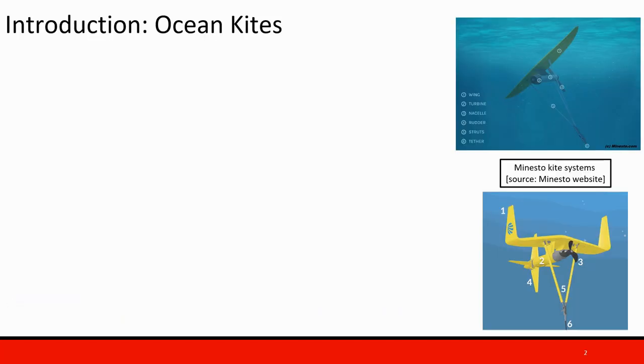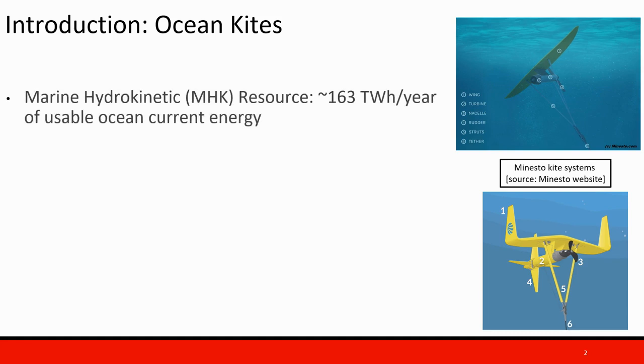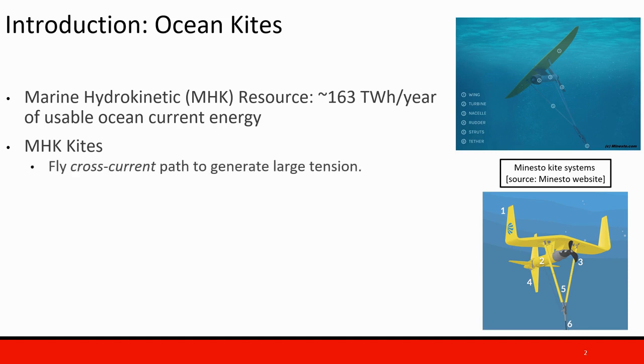Now I'll go over a quick introduction to ocean kite systems. Marine hydrokinetic energy as a resource has tremendous potential, with the DOE estimating about 163 terawatt hours of usable ocean current energy annually. This has led to a large amount of research in ocean kite systems. Ocean kites are tethered mobile systems that are able to generate large amounts of tension through cross-current flight. The power is generated either by spooling or an onboard rotor.